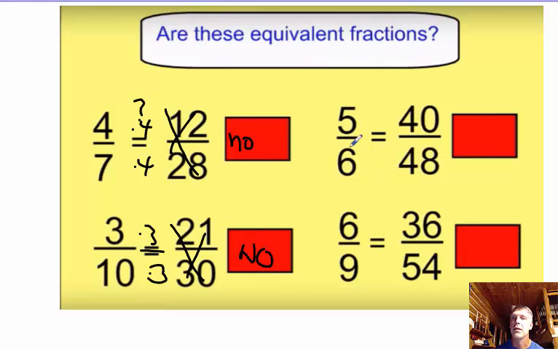All right. How about here? 6 times 8. Yep, 5 times 8. If we multiply on the bottom, multiply on the top, and that works out. Those are equivalent because these work out. Last one, 9 times 6. If I multiply 6, is it 6 times 6, 36? Yes. Those are equivalent. So you can check to see if you have equivalent fractions.